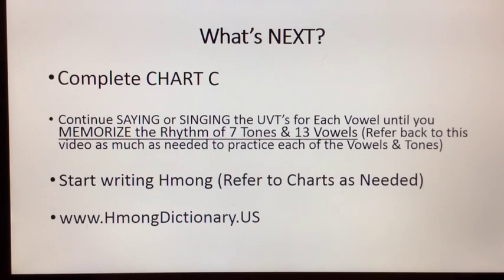Starting with my right hand, my thumb is the tone letter B. The pointer is the tone letter M. My middle finger is the tone letter J, which is the rising tone, or the highest tone. My ring finger is the tone letter V, or the wave tone. My pinky is the no tone letter, which is the smooth, even tone.